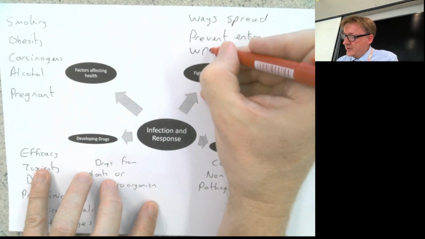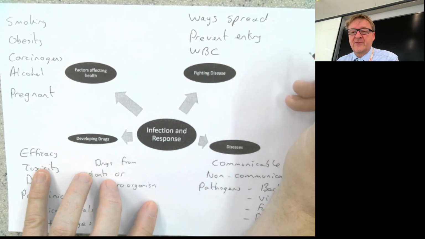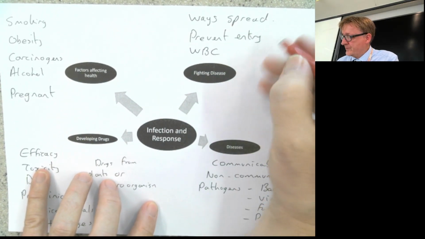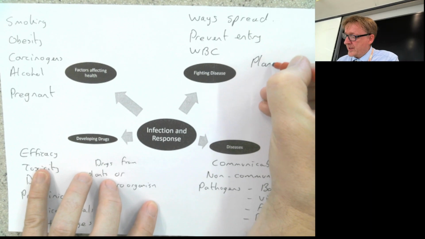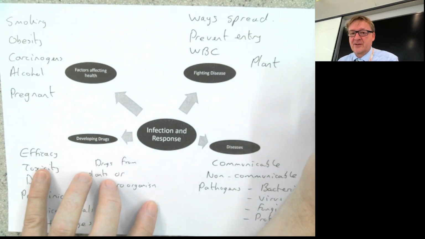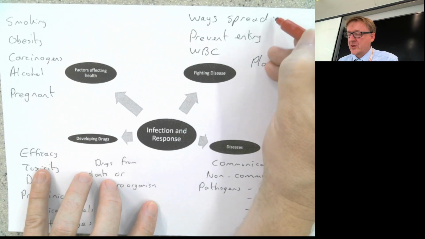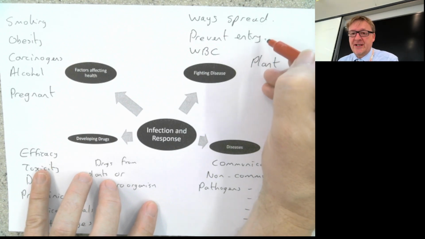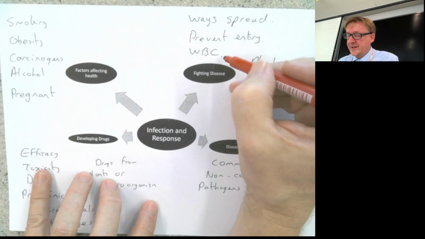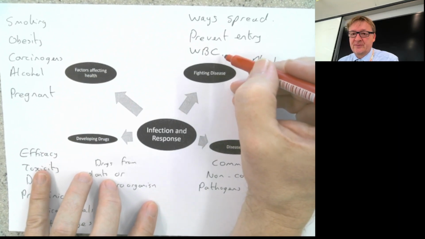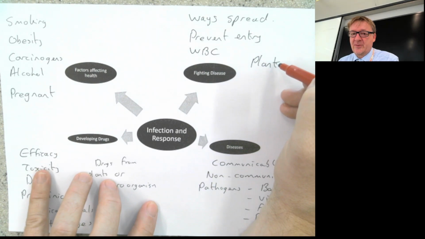You also need to know about white blood cells, lymphocytes and phagocytes, and you also need to know about how plants protect themselves. So this whole section is how it goes from one person to another person, how you initially stop it getting into you, and when it's in you, what does your body do? And then a bit of detail about plants as well.